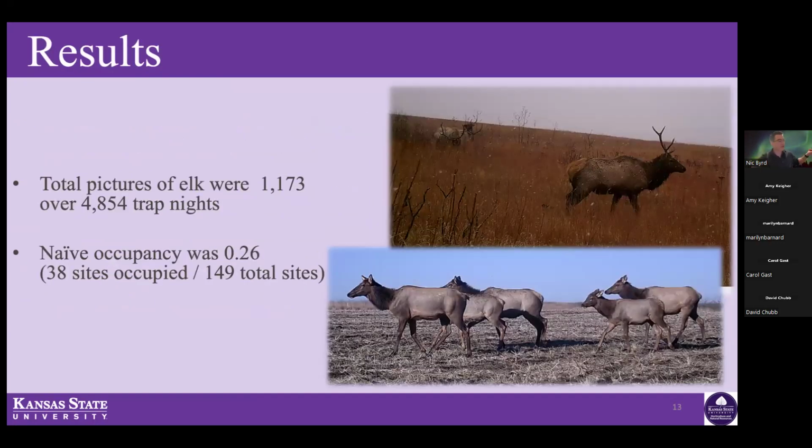For results, we had a total of 1,173 photos of elk over 4,854 trap nights with a naive occupancy of 0.26, which simply just means that out of 149 sites, 38 of them were occupied.